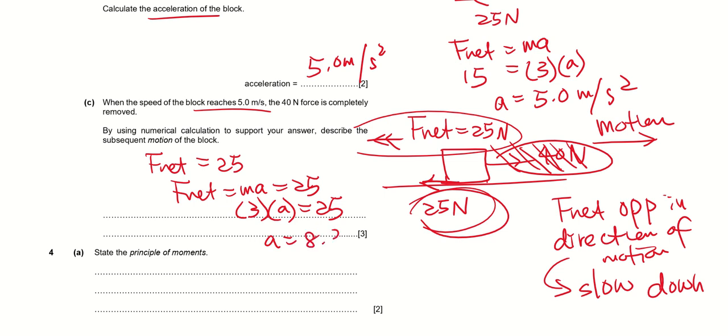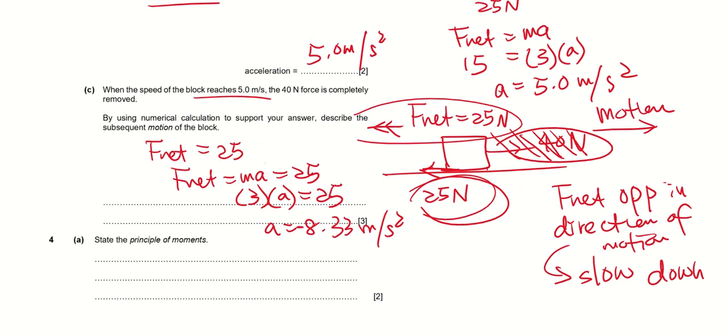So it will be 8.33 meters per second squared. But it will not be a positive acceleration. It will be negative acceleration, right?